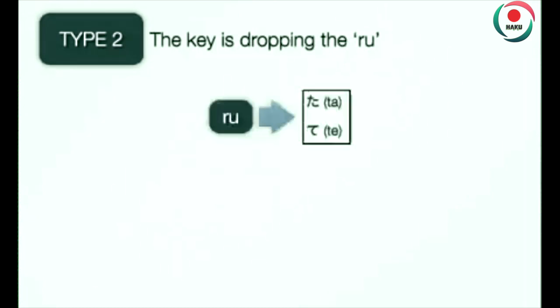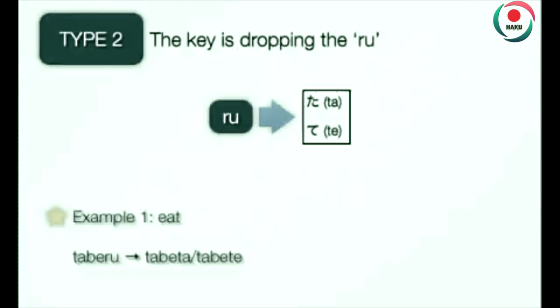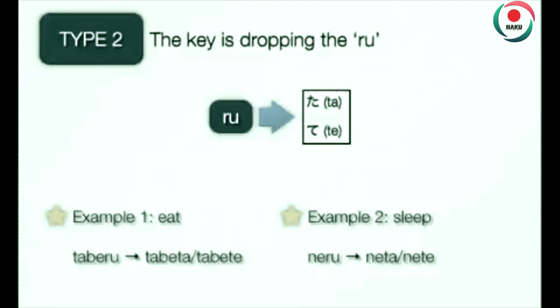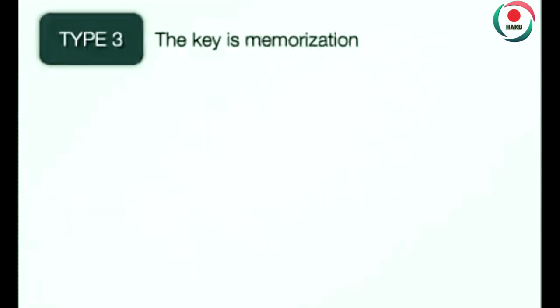So all we need to do is just drop that ru at the end of the word and add a ta or a te. So for example, to eat, taberu becomes tabeta and tabete. And looking at another example, sleep, neru becomes neta and nete. Pretty simple, right? Type 2 verbs are great. I mean, everybody loves type 2 verbs because they're so easy to conjugate. But I still encourage you to find a few of these in the dictionary and try them out on your own.